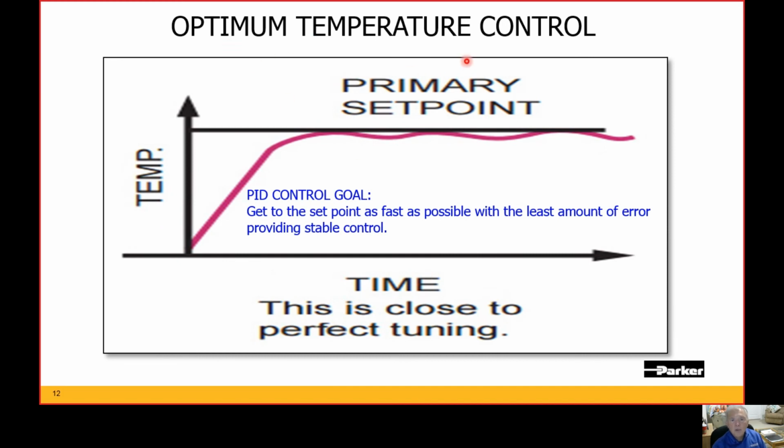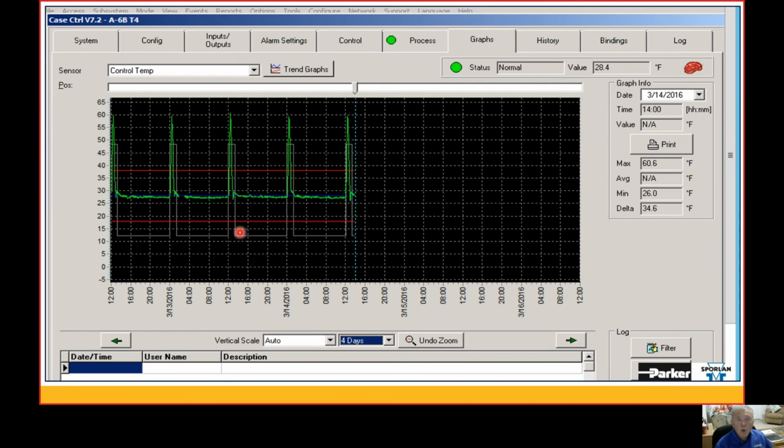Again, optimum temperature control, we want to hit that primary set point. The goal: get to the set point as fast as possible with the least amount of error while providing stable control. Well, can we do that in the real world? Yes, we can. We can do that with our Sporlan case controller or our Micro Thermo case controller.